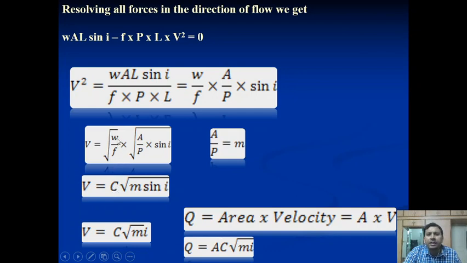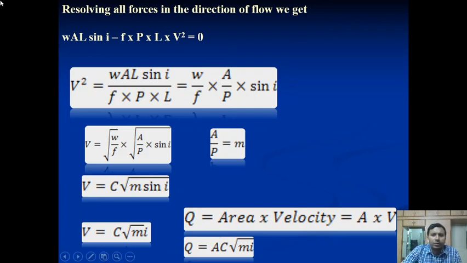We consider here that W is the specific weight of the water, and the friction force depends on the density of the water and on the different types of surface. So we consider the square root of W upon F as Chezy's constant, C. Now the equation for velocity is V is equal to C under root of m i, right? So V is the velocity and C under root of m i.